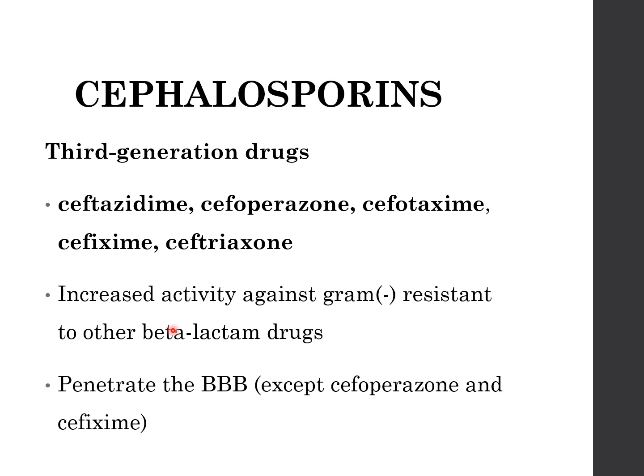Then we have the third generation cephalosporins. So first gen again is more of gram-positive. Second gen is less gram-positive but extended to gram-negative. Now for the third generation, it has increased activity against gram-negatives and is resistant to other beta-lactamases. They can penetrate the blood-brain barrier except for cefoperazone and cefixime. The third generation drugs are your ceftazidime, cefoperazone, cefotaxime, cefixime, and ceftriaxone.